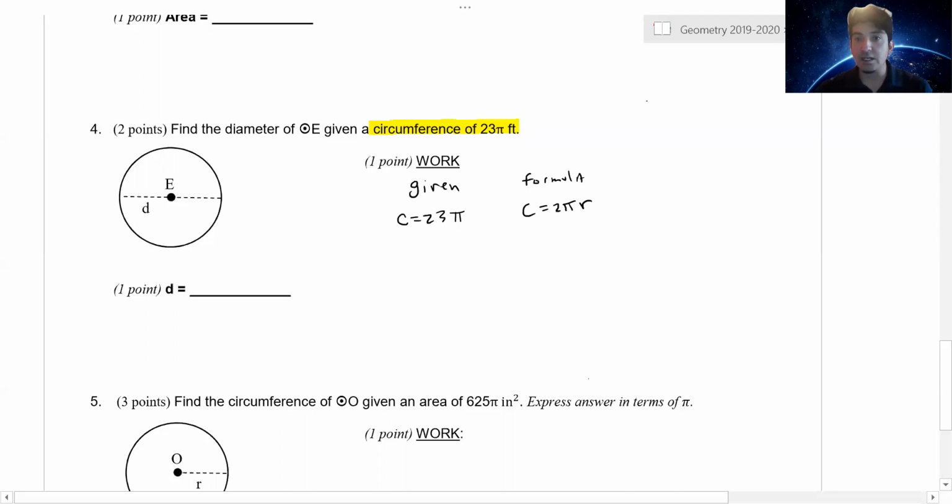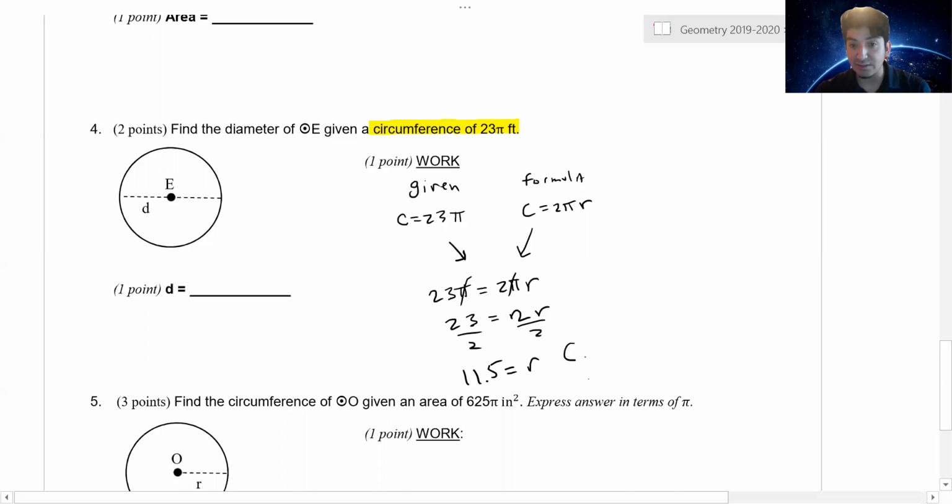Now, from here, we just have to combine what we know. So 23 pi is equal to 2 pi r. Just cancel out your pi's, and you get 23 is equal to 2r. Divide by 2, and then r is equal to 11.5. So from here, you found the radius.